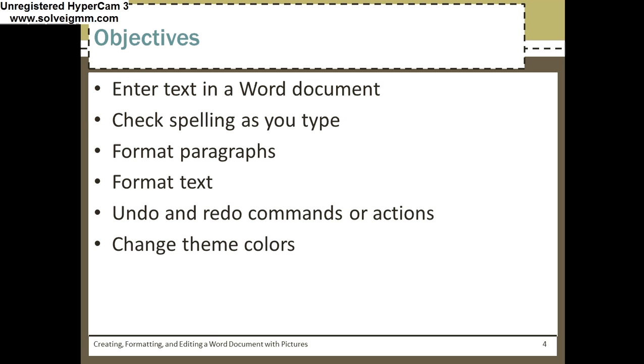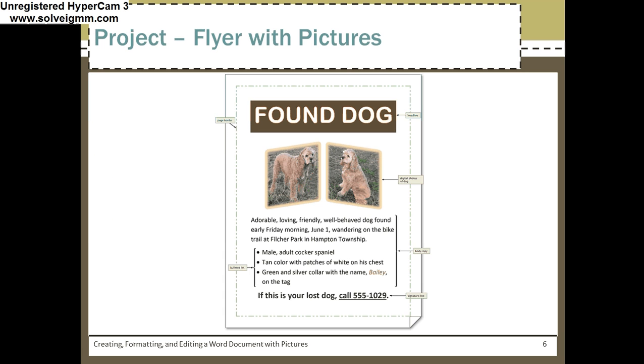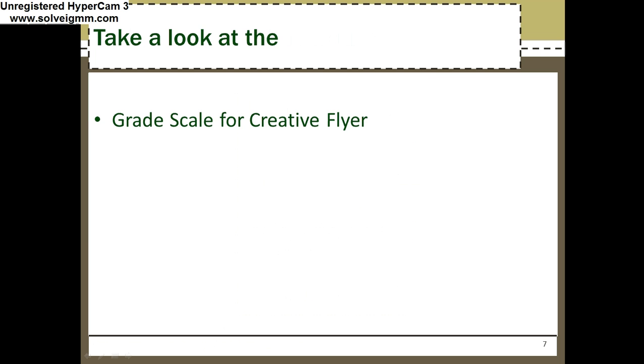Alright, here's the objectives. Enter text, check spelling, format paragraphs. Here's the things that you need to be able to do. Format text, undo and redo commands, change. If you can do all these things, I was successful. Insert digital pictures, format pictures. These are the things we want to do, okay? Alright, so here is what our final thing is going to look like. We're going to make this particular flyer, and then later on we're going to make our own super fun flyer.